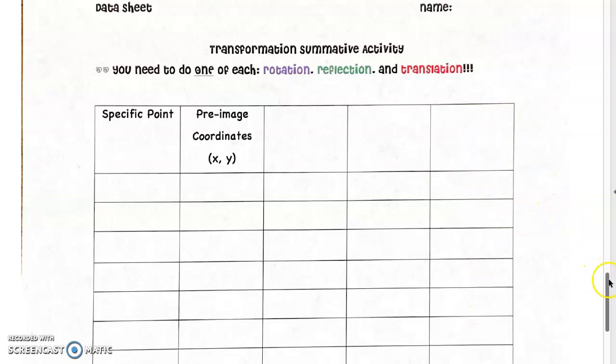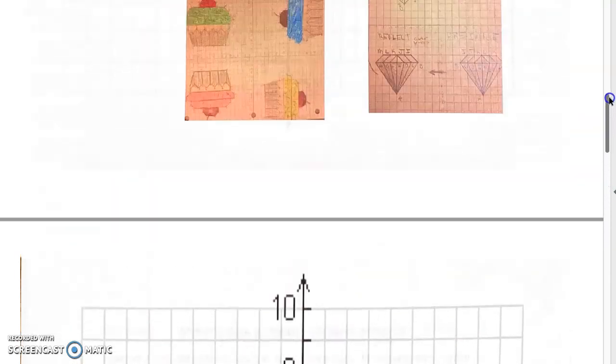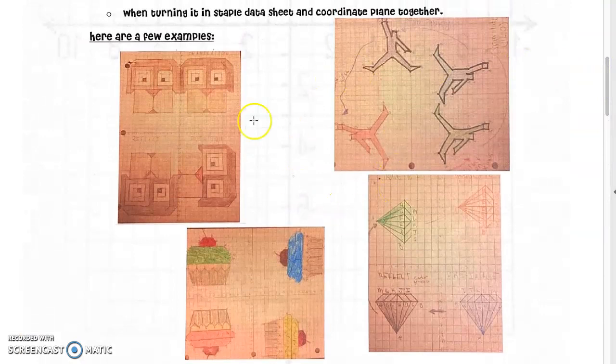So again, be as creative as possible. If you have questions, let us know. You can use these as examples of what to do. Make sure that you have your arrows. So this would be a great exemplar example. Here's another really good example of arrows that show the movement of your transformation.